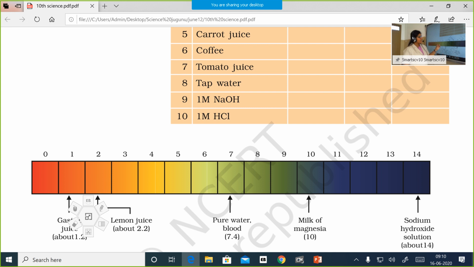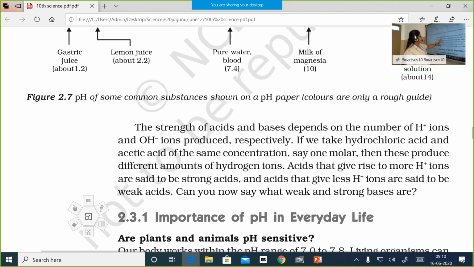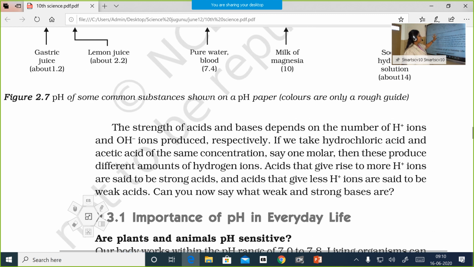So by looking and comparing with the chart provided along with the pH paper, you can actually come to a conclusion whether it's a strong acid, a weak acid, a strong base, or a weak base. I'm going to read the paragraph just below this color chart.